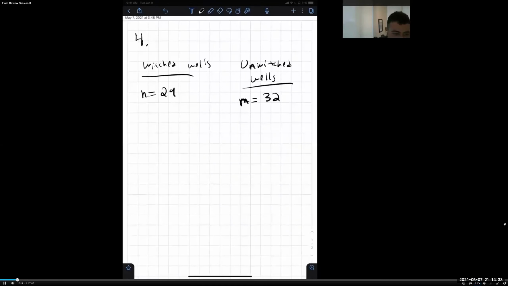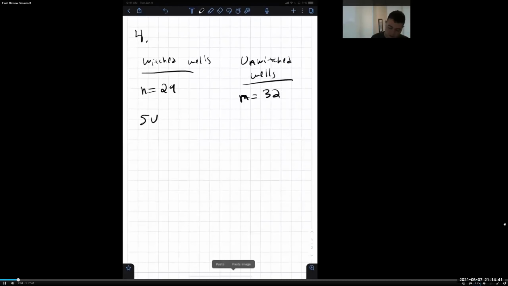And I think I counted this right. Hopefully I didn't mess up. But there are both 5 unsuccessful attempts in either of them. So there are 5 failures in this one, and therefore there are 24 successes, and 5 failures in this one, and 27 successes in this one.